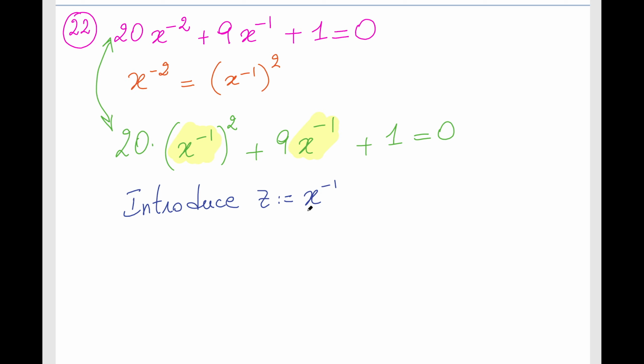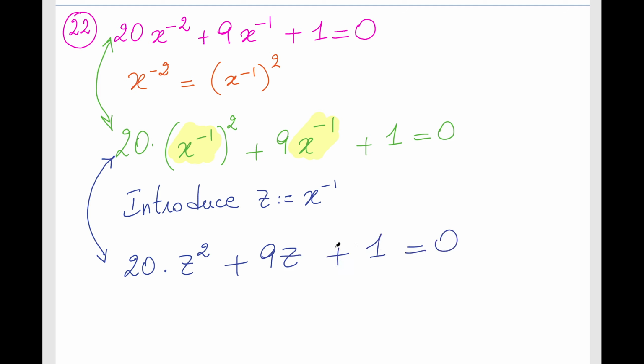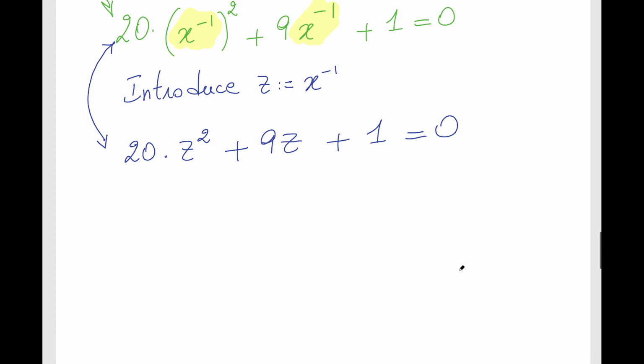By the way, x to power negative 1 is 1 over x, right? All right, and as such, this equation becomes 20 times z squared. One more time, I'm relabeling x to power negative 1 as z. So this becomes 20z squared plus 9z plus 1 equals 0. Correct? And we're going to solve this quadratic equation. So we're going to use the quadratic formula for it.